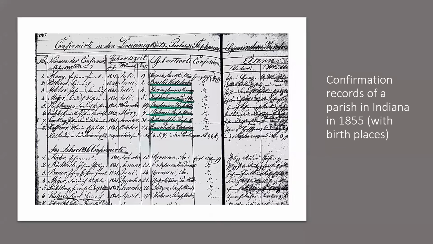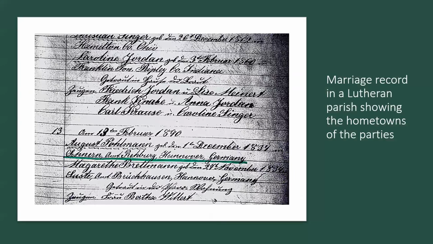This is an example of confirmation records from a parish in Indiana from 1855, again providing the birthplace of the father, at least here. Well, excuse me, of the child being confirmed. This is a marriage record in a Lutheran parish showing the hometowns of the parties in the marriage, the bride and the groom.